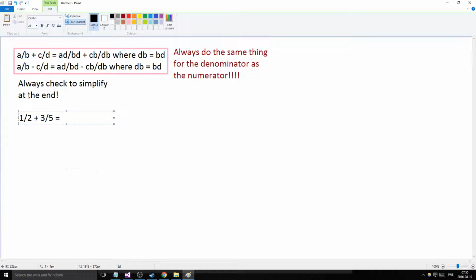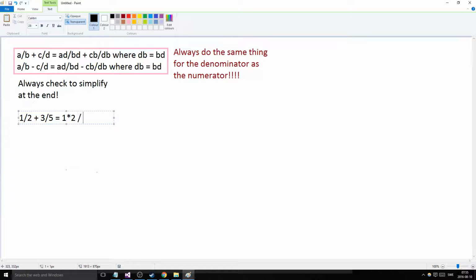And let's check our rule here. Always do the same thing for the denominator as the numerator. So if we want to extend this, we're going to have to extend this whole thing with this and this whole thing with this. That is to get the same number in both denominators. Get the least common denominator. It's very important. Or at least a common denominator, and then you can simplify it later. In our case, the least common would be 10, but we can just multiply it anyway.